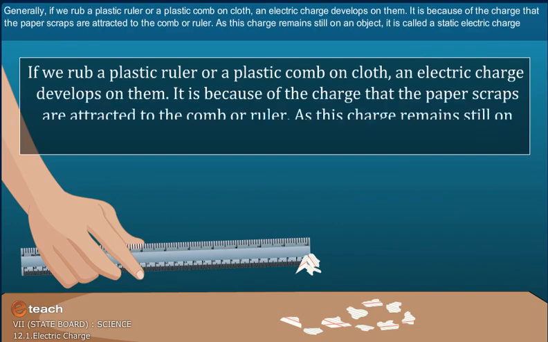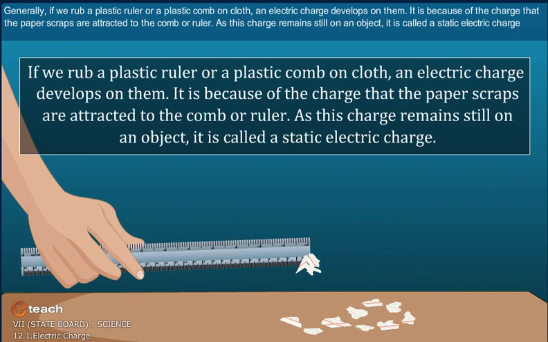Generally, if we rub a plastic ruler or a plastic comb on a cloth, an electric charge develops on them. It is because of the charge that the paper scraps are attracted to the comb or the ruler. As this charge remains still on an object, it is called a static electric charge.